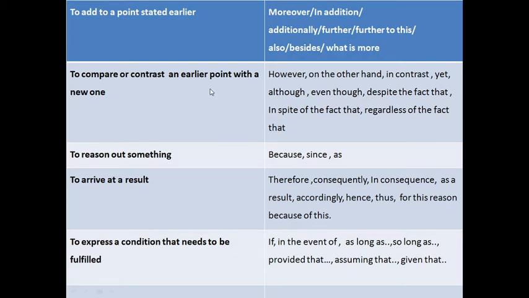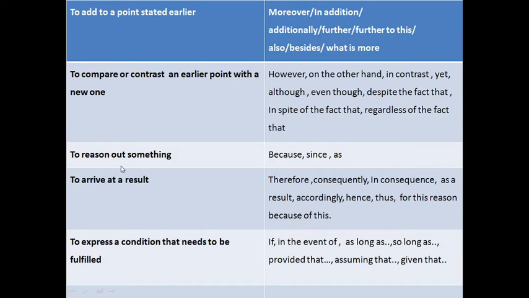Next, to contrast an earlier point with a new one, we use, for example, however, on the other hand, in contrast, yet, although, even though, despite the fact that, in spite of that, regardless of the fact that.